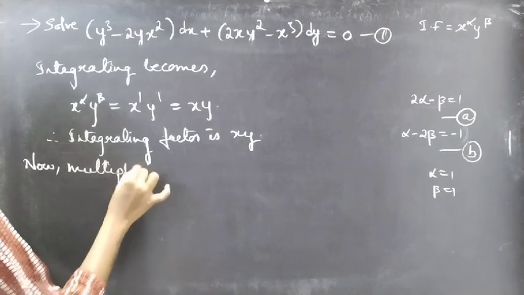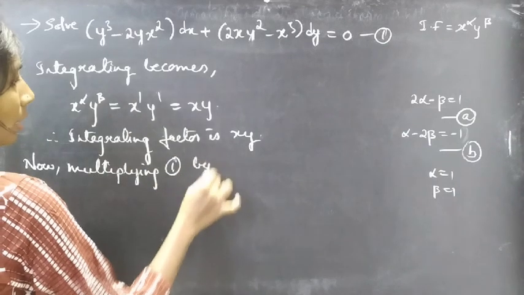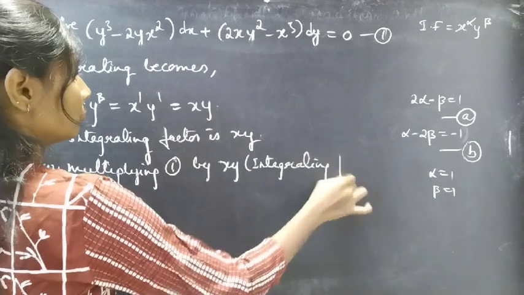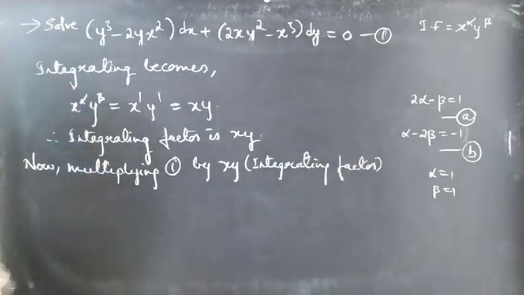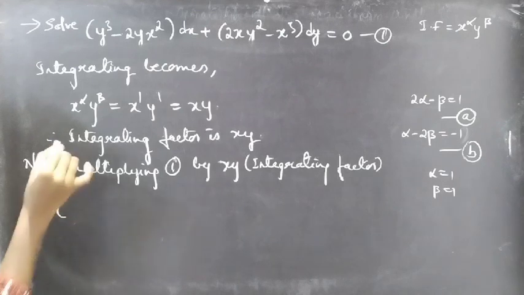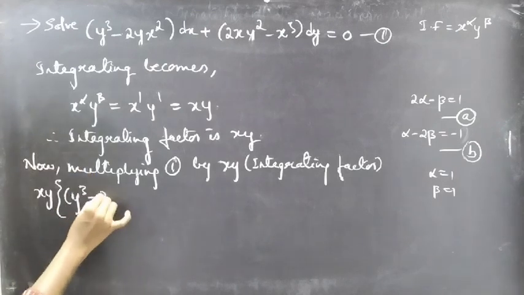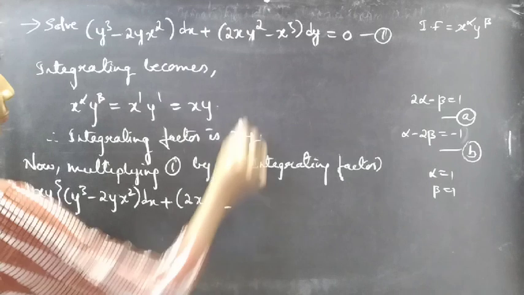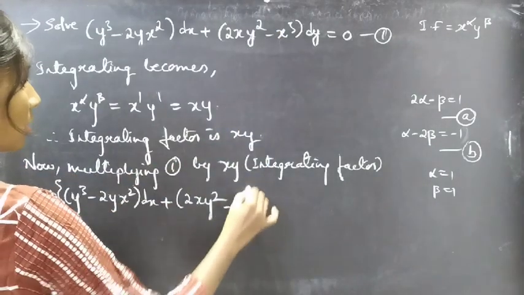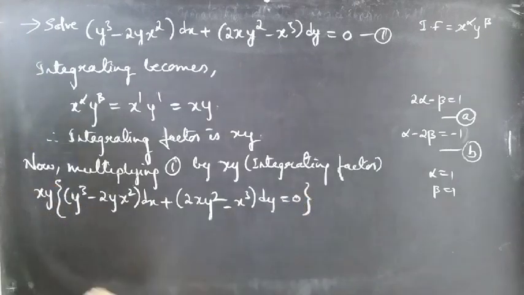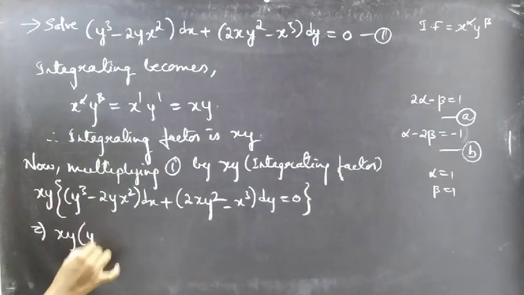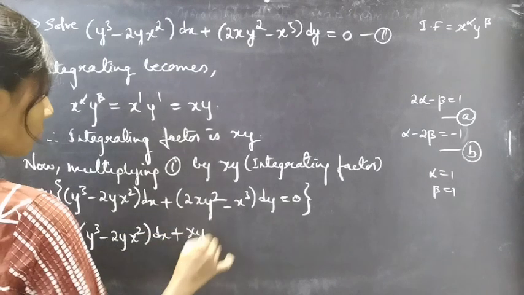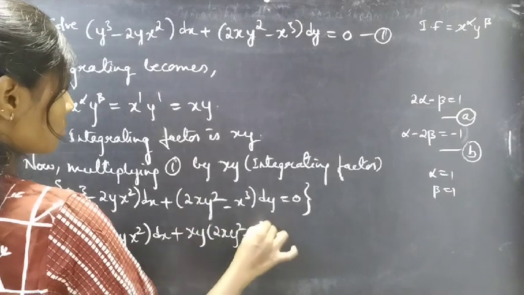Okay, let's try. Now multiplying equation 1 by xy, which is an integrating factor. xy into the given equation, y cube minus 2y x square dx plus 2x y square minus x cube into dy equal to 0, which gives us xy into y cube minus 2y x square dx plus xy into 2x y square minus x cube into dy.